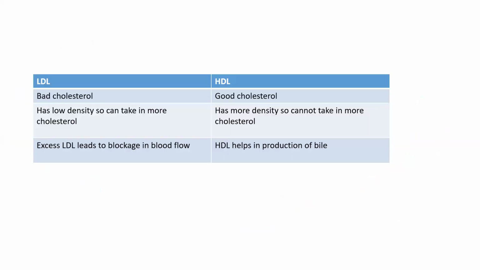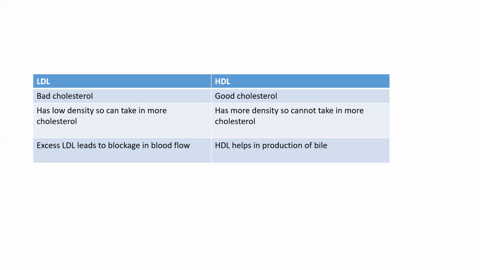Now, coming to the differences between LDL and HDL. We have seen that LDL, low density lipid, is known as bad cholesterol, whereas HDL, high density lipid, is known as good cholesterol. Now I'll tell you why. LDL has low density, so it can take in more cholesterol from the foods, right? And HDL has more density compared to LDL.